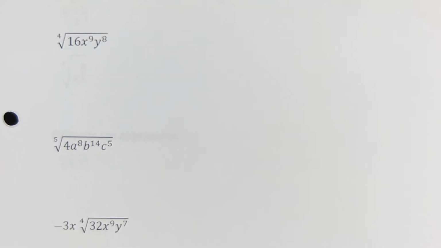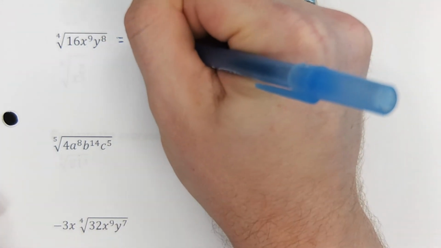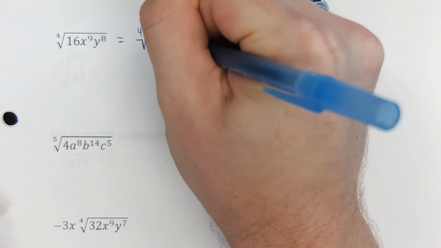This is a fourth root. Its index is a 4. Is 16 one of my perfect fourth powers? Jason's thumb poked up above the black barrier. So yes, 16 is one of my perfect fourth powers. That means I don't need to split the 16. I'll just leave it as a 16.